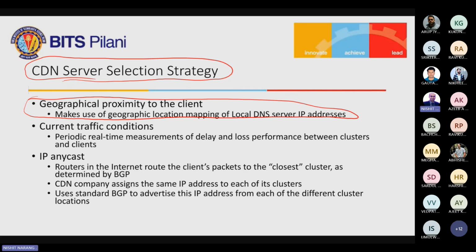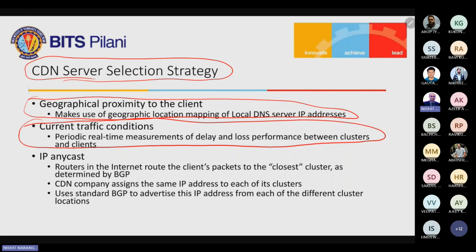So geographical proximity reduces latency in terms of the network latency to reach the data center. But the data center servers may be overloaded. So the overall end-to-end latency may still be higher from a geographically close by data center. So the other method that content delivery network service providers use is based on the current traffic condition.